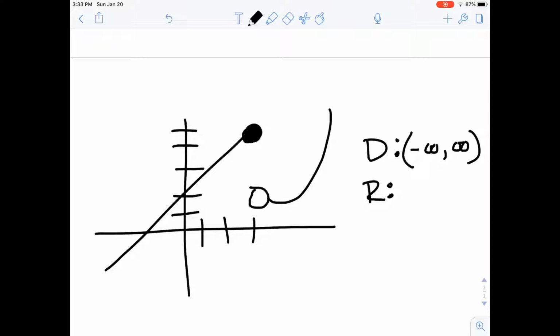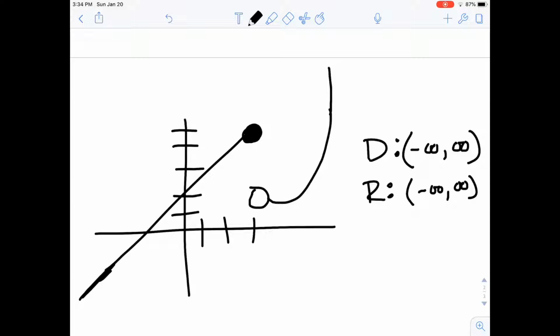Now your range, you say, okay, what's your lowest y value? Well, this line keeps going on forever, and this line keeps going on forever, right? So because of that, you would have from negative infinity to positive infinity, okay? And it would also be parentheses because you're dealing with infinity.